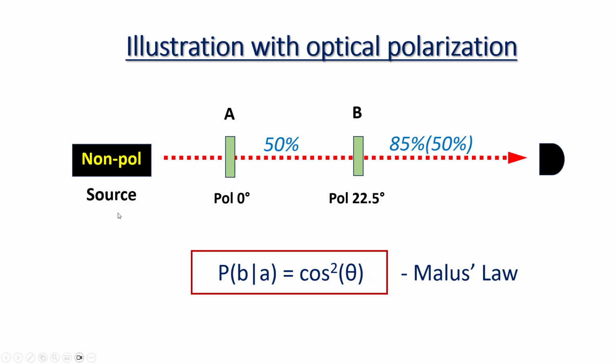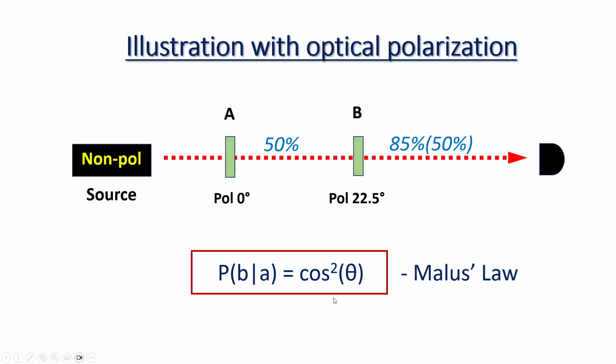We have an unpolarized beam that is passed through a sequence of two polarizing filters. Suppose that the axis of the first filter is 0 degrees from the vertical plane, while the axis of the second filter is inclined at 22.5 degrees. The known feature of sequential measurements of polarization is that they obey Malus's law.